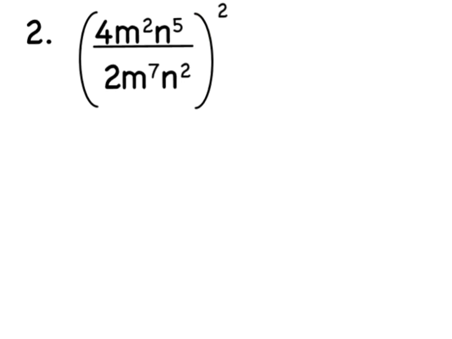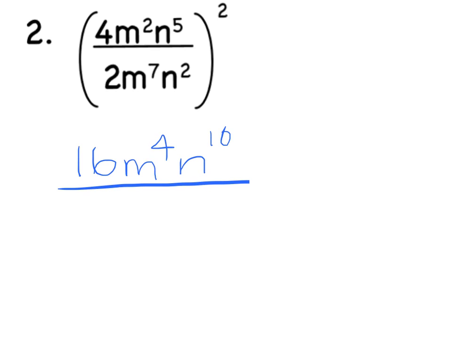So when I do that, I'm going to start squaring. 4 squared, I'll start with that, and I'll get 16. I'm going to continue with my numerator. M squared to the power of 2 is m to the 4th. So when I do a power to a power, I multiply, which means I'm going to do n to the power of 10. I'm going to continue my denominator. 2 squared is 4. M to the 7th squared is m to the 14th power. And n squared to the power of 2 is n to the power of 4. Okay, I've completed squaring everything inside my parentheses. So my quotient is squared.